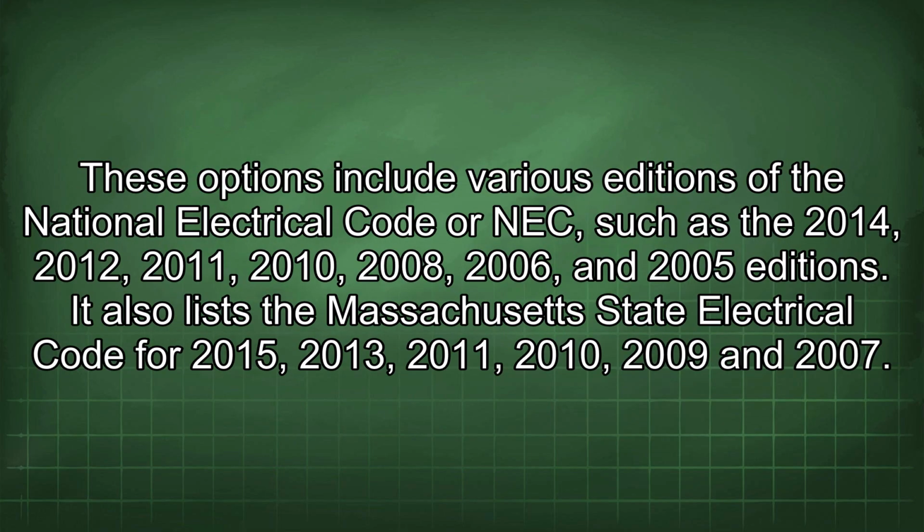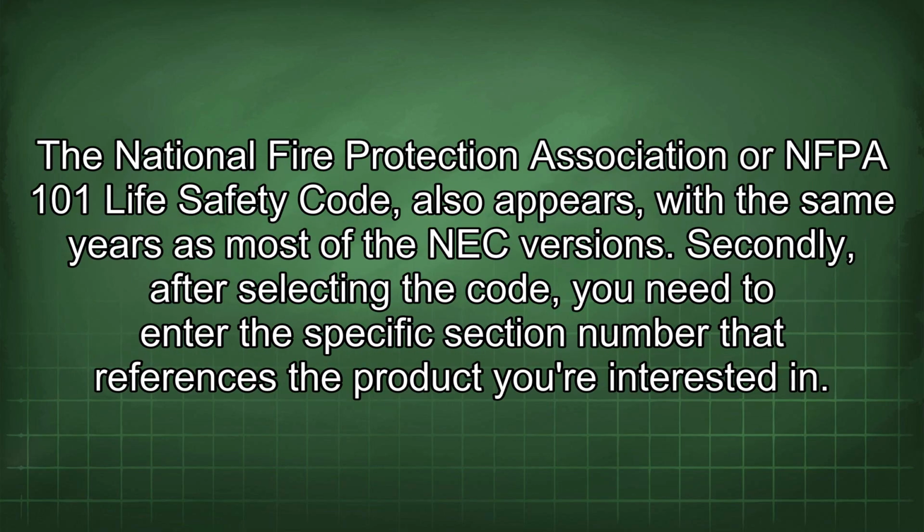These options include various editions of the National Electrical Code or NEC, such as the 2014, 2012, 2011, 2010, 2008, 2006, and 2005 editions. It also lists the Massachusetts State Electrical Code for 2015, 2013, 2011, 2010, 2009, and 2007. The National Fire Protection Association or NFPA 101 Life Safety Code also appears with the same years as most of the NEC versions.